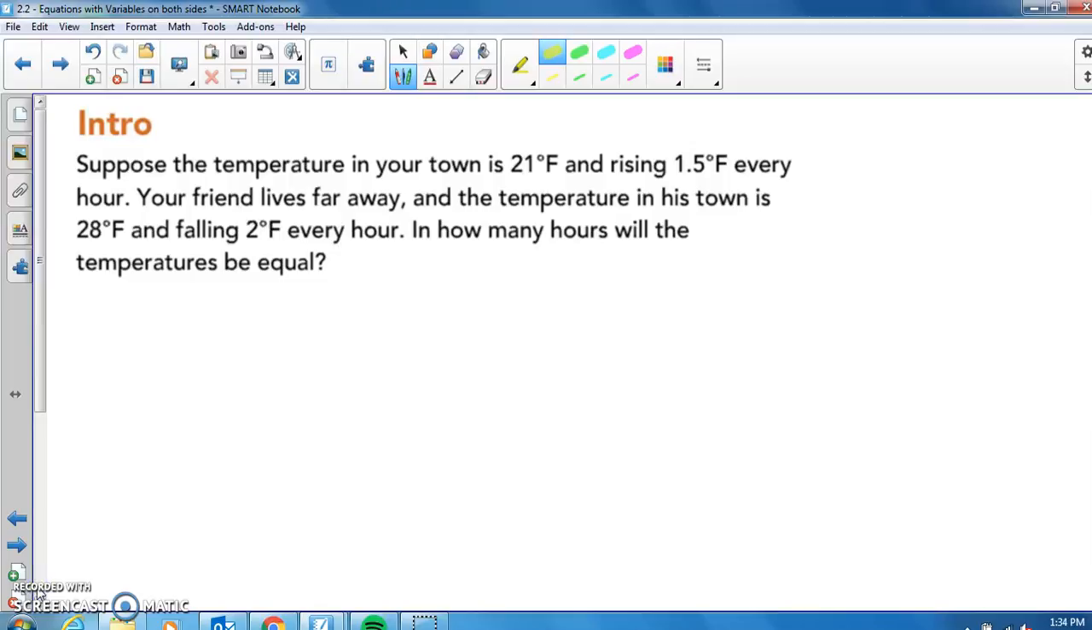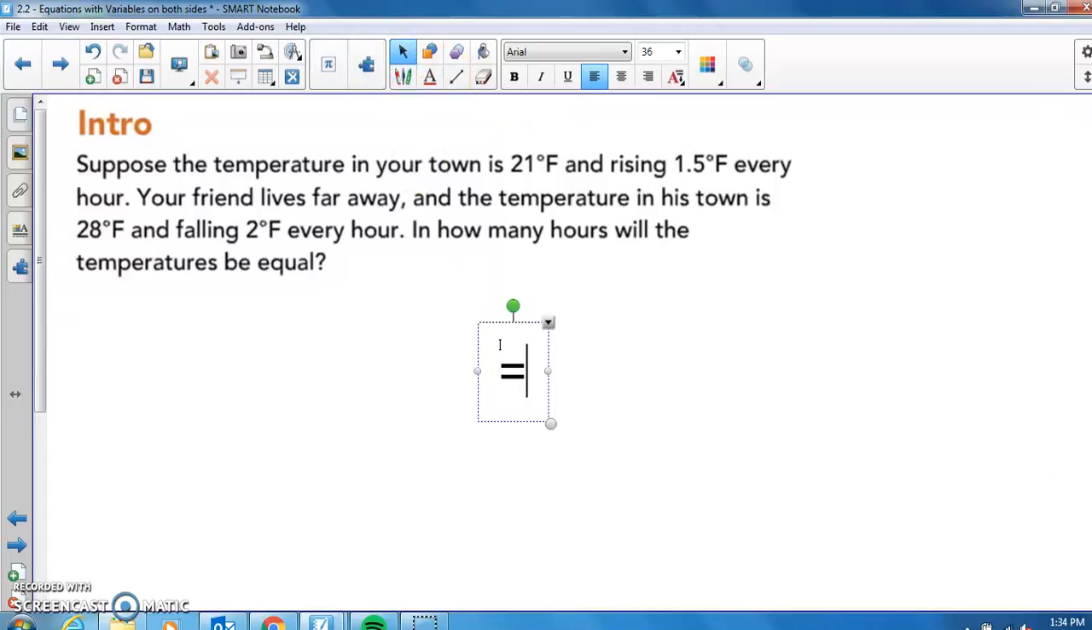All right, so what we're going to do is we know that we have two towns. One town is 21 degrees and it rises 1.5 degrees every hour. We know in the other town the temperature is 28 degrees and it falls 2 degrees every hour. And we want to know in how many hours will the temperatures be the same. So we know, since we're dealing with equations, we're going to have an equal sign. Now we're dealing with two different towns.